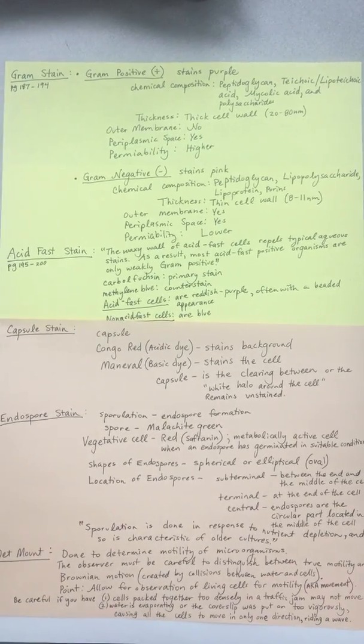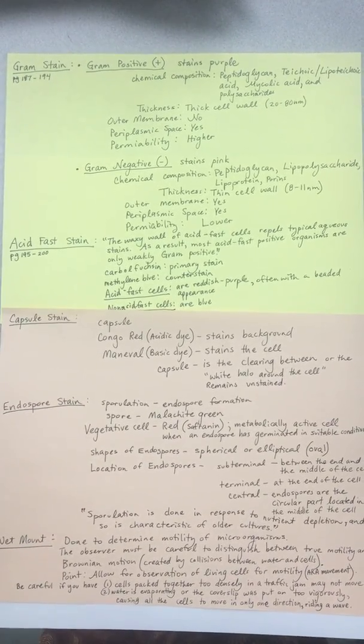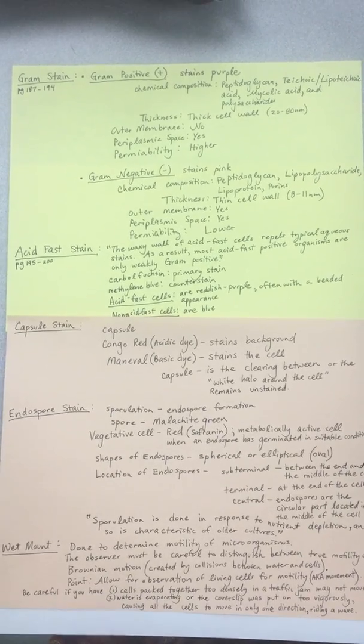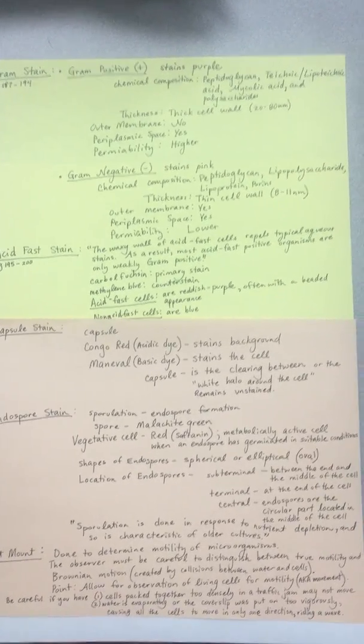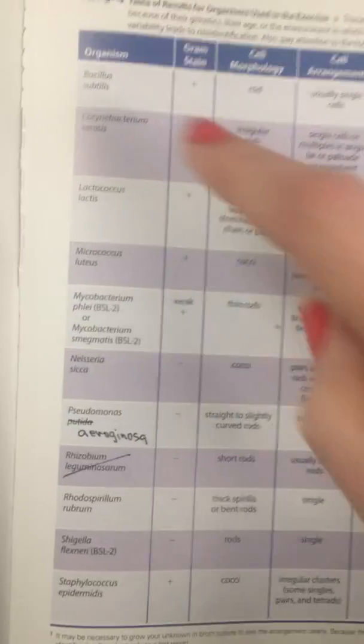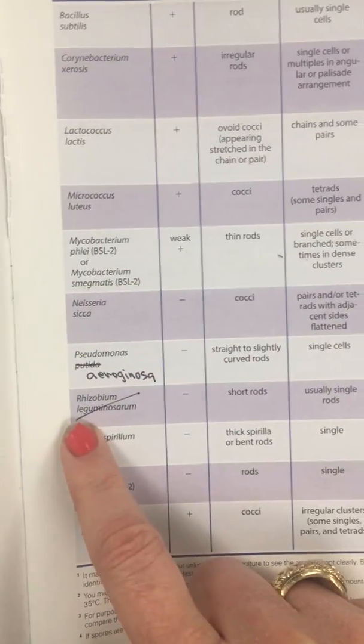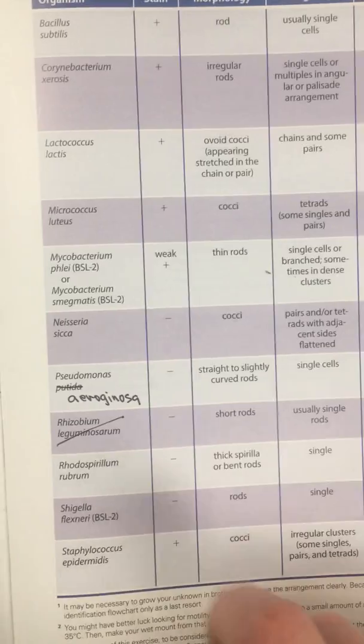My microbiology students, now that we've reviewed the gram stain, acid-fast stain, capsule stain, endospore stain, and wet mount that you have learned to do in lab, let's move on to Table 3-4. This is on page 223 of your lab manual. If you notice, you have an array of bacteria in this column here. We are crossing out this bacteria for this assignment.